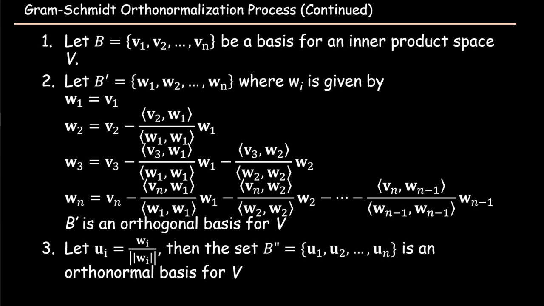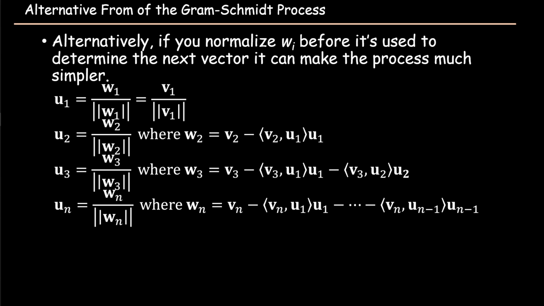Wow, that's a lot. There is an alternative form of the Gram-Schmidt process, which is if you normalize Wi before you use it to determine the next term, it makes it a little bit simpler, because the next term that you find will not only be orthogonal to the other vectors, but it will already be normalized. If I'm not mistaken, yeah, it should already be normalized. So it cuts step 3, in which you normalize each new vector that you found. But other than that, this is pretty much similar to the regular Gram-Schmidt process.